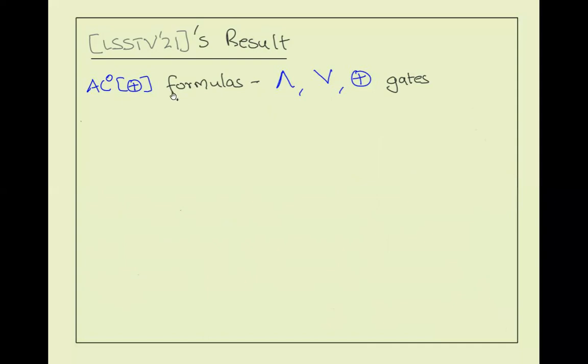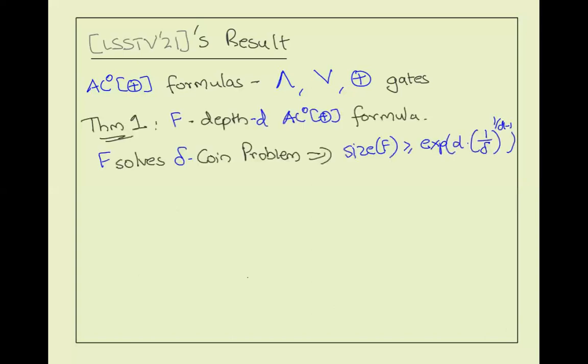And it's well known that such formulas cannot compute the majority function efficiently. The aim here is to understand how well these can solve the coin problem. What are the smallest formulas that solve the coin problem in this model? And in this context, LSSTV prove two theorems. The first is a kind of lower bound.